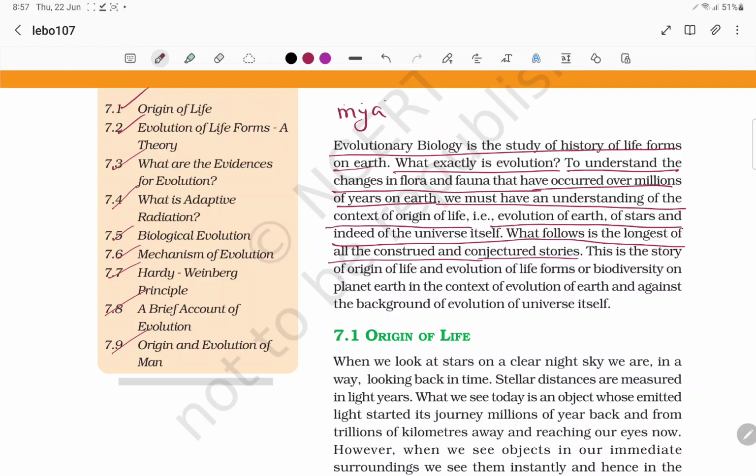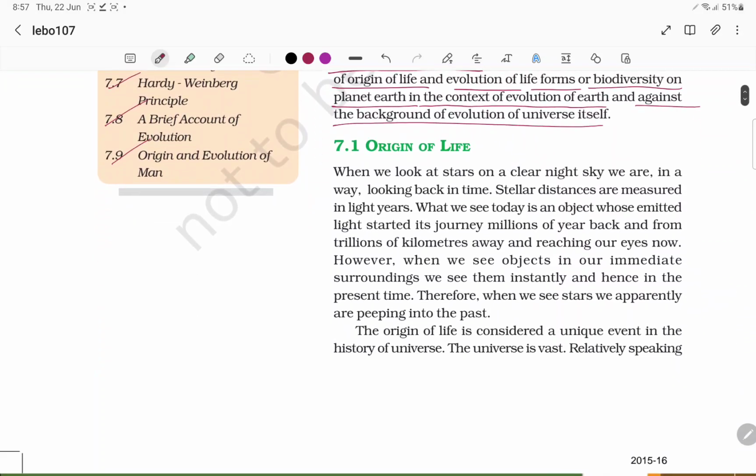So this is the story of origin of life and evolution of life forms and biodiversity on planet earth. How the life originated, how the evolution is seen, and what is the biodiversity of planet earth in context to evolution of earth against the background of evolution of the universe itself. So obviously if the universe got evolved, then later on earth is also evolved. Origin of life. So here, what are the things we have to remember?